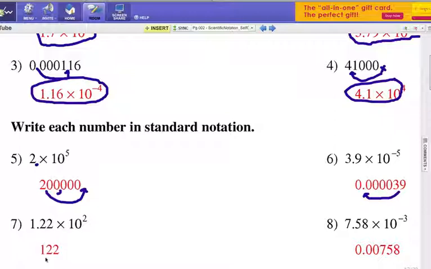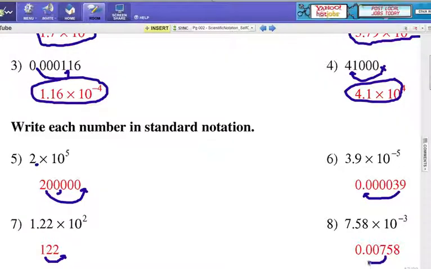That's going to be 1.22. Move it back to the right because it becomes larger, 122. And finally, number 8, 7.58 times 10 to the -3. You're going to move your decimal point from there to there 3 places to the left in this case, and you'd get 0.00758. All right, how'd you do? Hopefully you get the idea of where to move your decimal point, right or left.